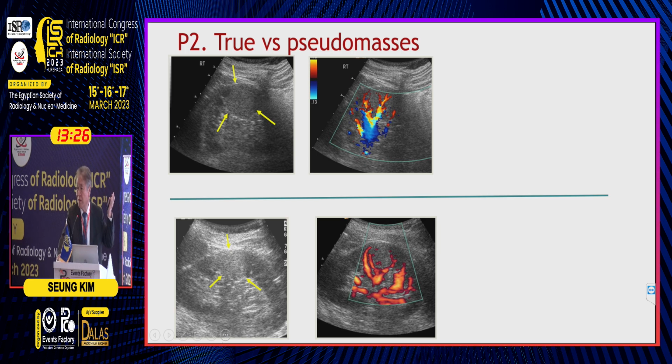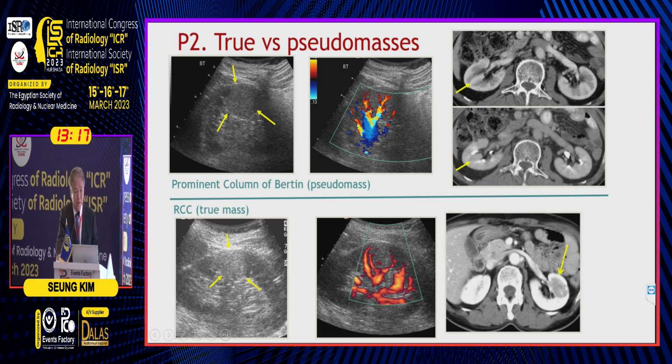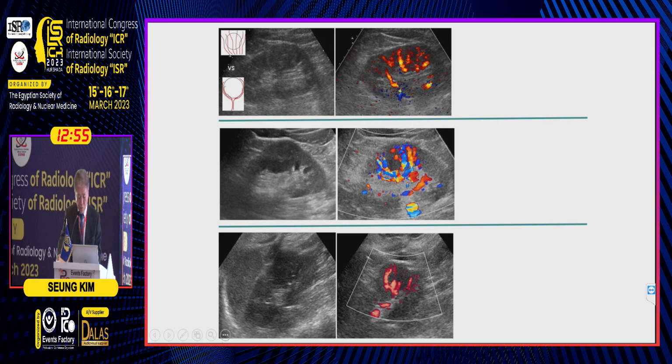The upper one is probably a pseudomass, and the lower one is probably a true mass, and you can confirm that with CT scan. The upper mass is clearly a prominent column of Bertin, and the lower mass is a renal cell carcinoma. So in this case, the color Doppler ultrasound was very helpful, showing the relation of the vessels with these mass-like lesions, passing through the lesion or sweeping around the lesion.